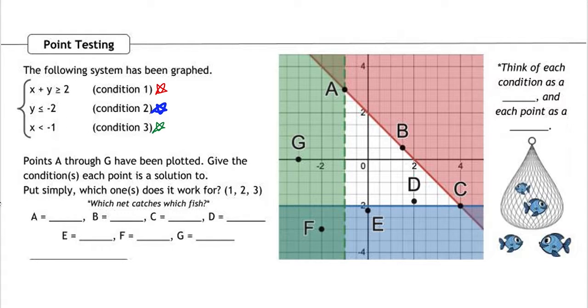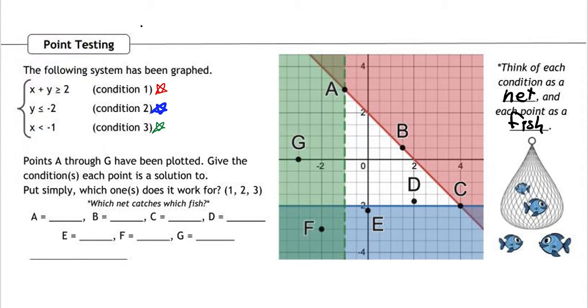Your job here is to figure out, of the points A through G, which of these conditions they work for. Basically, think of it like this. Each of these conditions is like a net. Does the net catch the fish? Each of these graphs is a net, okay? And each point is a fish. So basically ask yourself, does that net catch that fish? If a point gets caught by two nets, make sure you write down which ones.